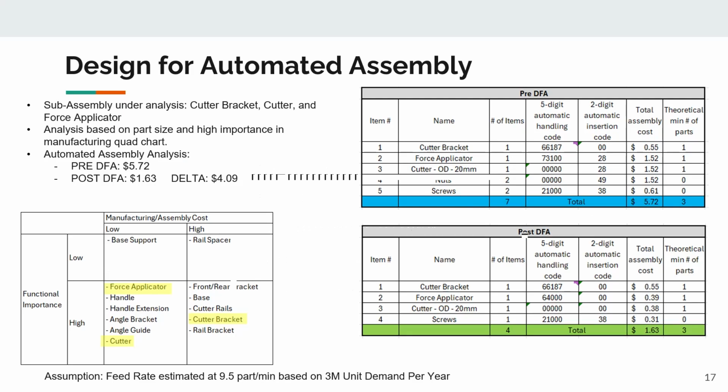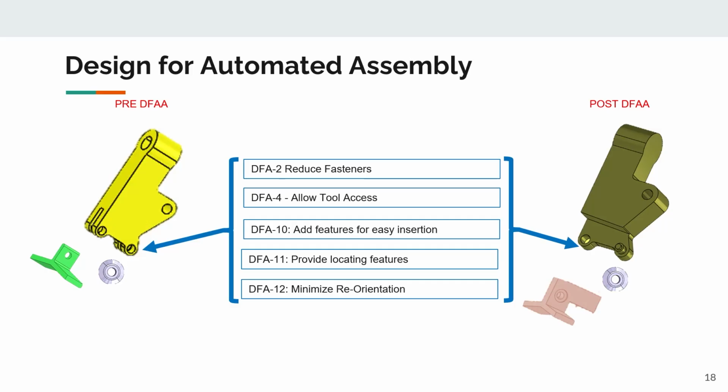This slide depicts the updates that were done for our automated assembly for the cutter bracket subassembly. The pre-DFA design is complex for automated assembly, with nuts being installed on the backside and angled loading for the force applicator and cutter with difficult screw alignment.